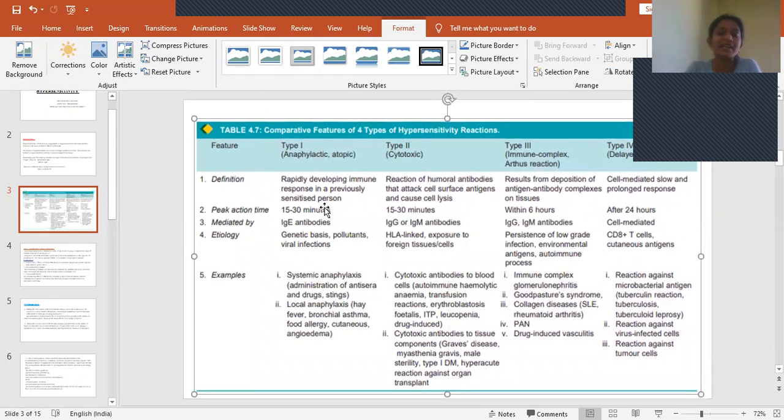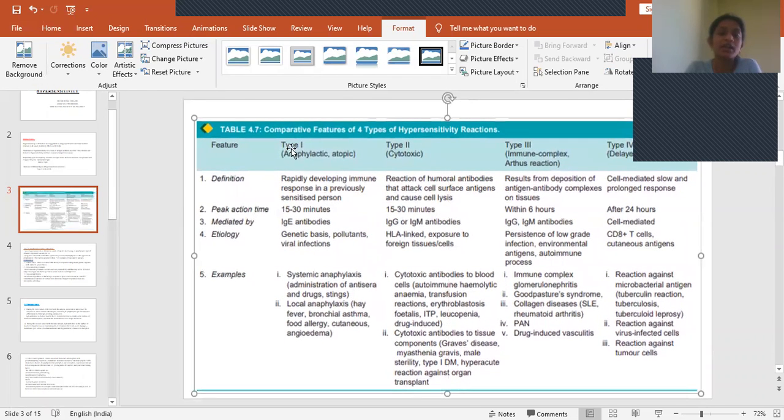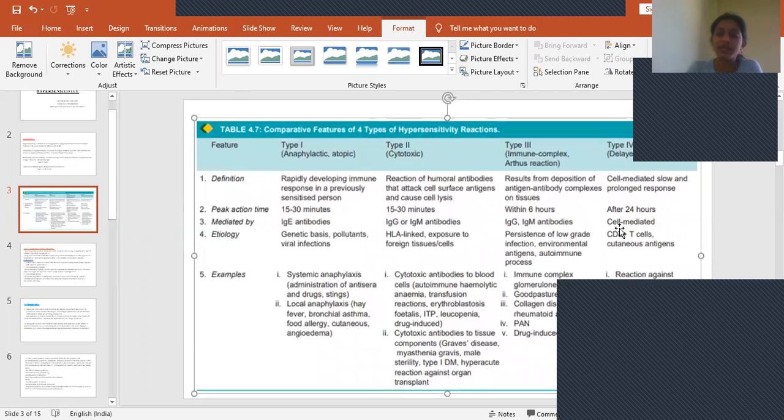And here the peak action time is 15 to 30 minutes in type 1, type 2 also 15 to 30 minutes. In type 3 it is 6 hours. In type 4 it is after 24 hours. So this is the delayed hypersensitivity reaction. And type 1 is mediated by IgE antibodies, type 2 by IgG or IgM antibodies, type 3 by IgG and IgM antibodies. So all these three processes take place through B lymphocytes. And type 4 is cell mediated. So here T lymphocytes are involved.